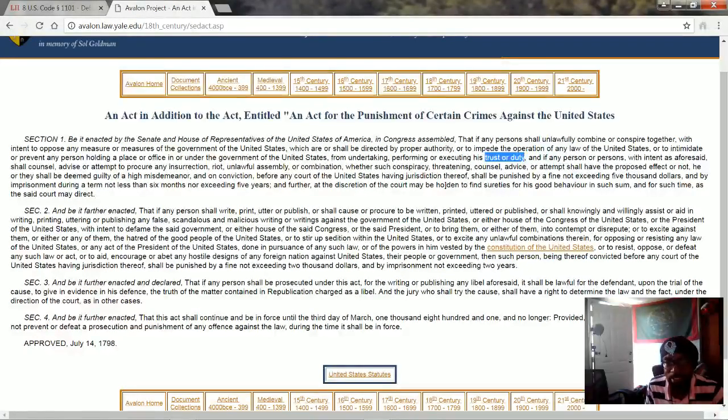Are these words popping out to y'all now? And if any person or persons with intent as aforesaid shall counsel, advise, or attempt to procure any insurrection, riot, unlawful assembly, or combination, whether such conspiracy, threatening, counsel, advice, or attempt shall have the proposed effect or not, he or they shall be deemed guilty of a high misdemeanor, and on conviction before any court of the United States having jurisdiction thereof, shall be punished by a fine not exceeding $5,000, and by imprisonment during a term not less than 6 months, nor exceeding 5 years. And further, at the discretion of the court, may be holden to find sureties for his good behavior in such sum and for such time as the said court may direct.